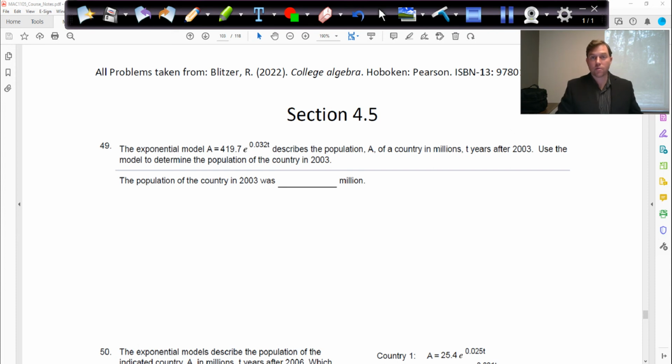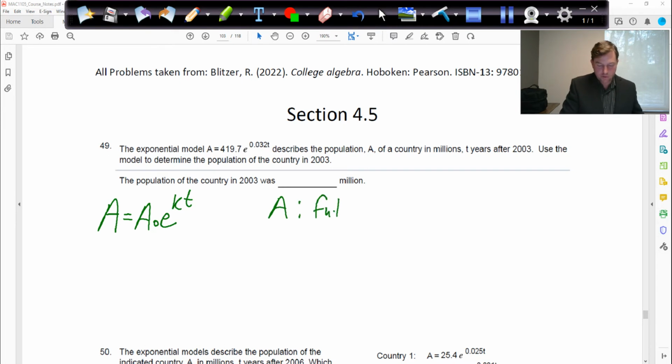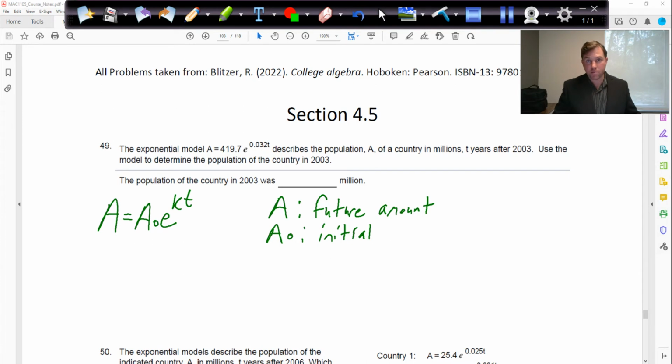Alright, in section 4.5 we're going to look at exponential modeling, and the general equation looks like this: A equals A0 times e to the kt, where A is the future amount, A0 is the initial amount. So we start, for example, this first problem is on population. So we have an initial population, and then it's going to grow over time. So we have a future amount. So this is the initial amount.